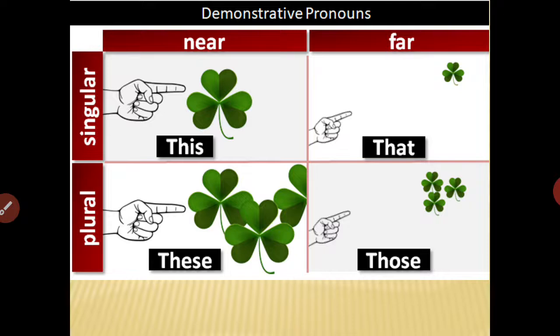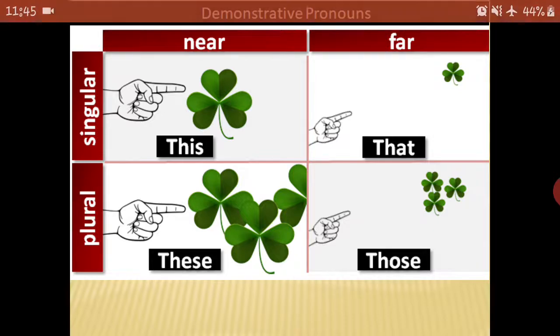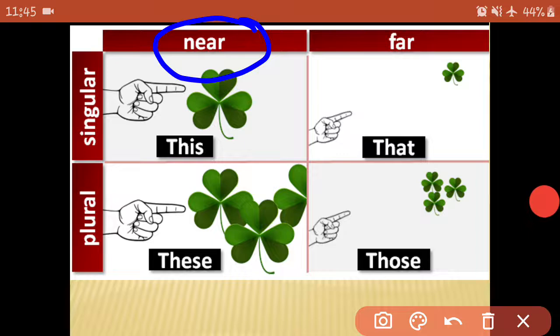Demonstrative pronouns can be categorized on the basis of singular and plural, same as all the pronouns we are categorizing on singular and plural, but here we are categorizing them on the basis of distance. For example, near and far. Now, personal pronouns we categorized on the basis of person: first person, second person, third person, right? Here we are categorizing on the basis of place, near and far.